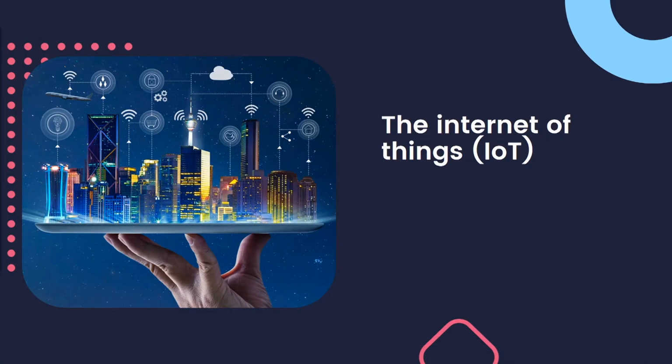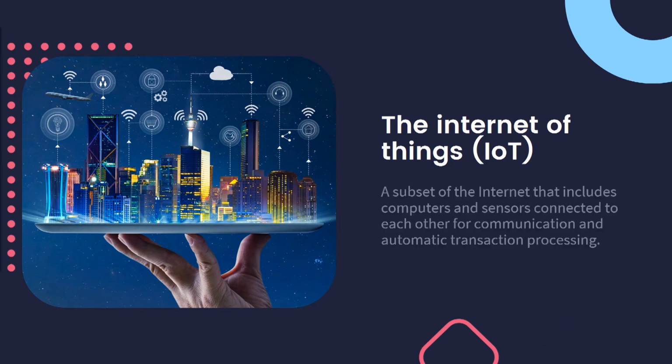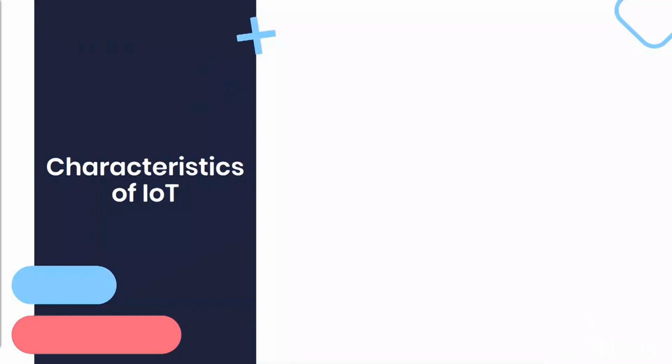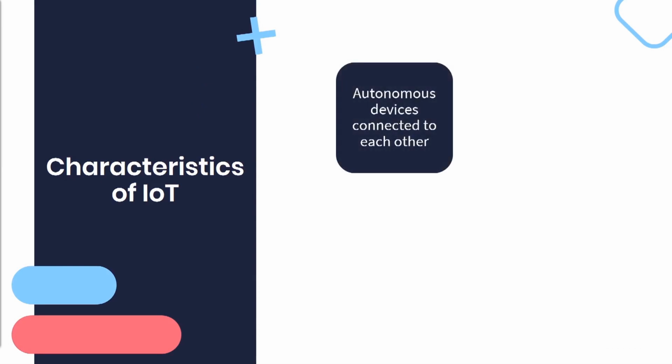Another modern technology as the result of the internet is the Internet of Things. And essentially the Internet of Things is a subset of the internet that includes computers and sensors and devices that are able to communicate with one another without the need for human intervention. And one of the most powerful things behind IoT or the Internet of Things is the fact that it results in automation. Now let's have a look at some of the characteristics of IoT or the Internet of Things. And essentially, as we mentioned before, it includes autonomous devices that essentially connect to one another without human intervention. And often you'll find that it is quite software driven.